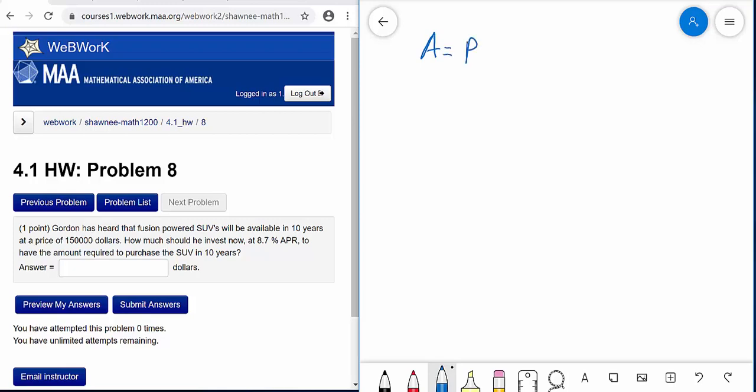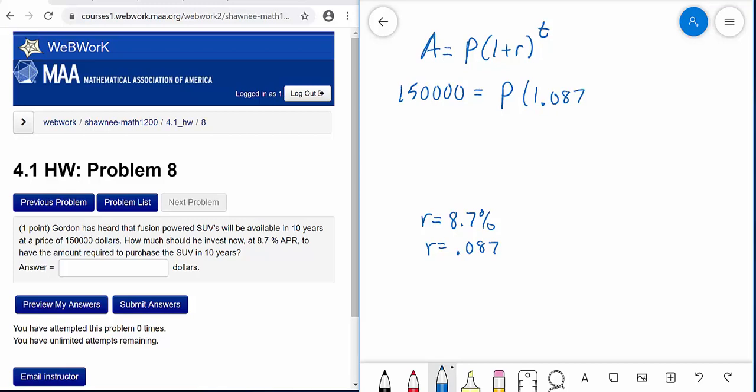So this is an annual growth rate problem, so we're just going to use this simple exponential growth formula. And he wants the accumulated amount to be $150,000 in 10 years. But the question is, what is the initial investment, P? So we have a rate r of 8.7%. So in the formula, we're going to use 0.087. So 1.087 will be our base. And then we want this to be invested for 10 years. So we need to solve for P.